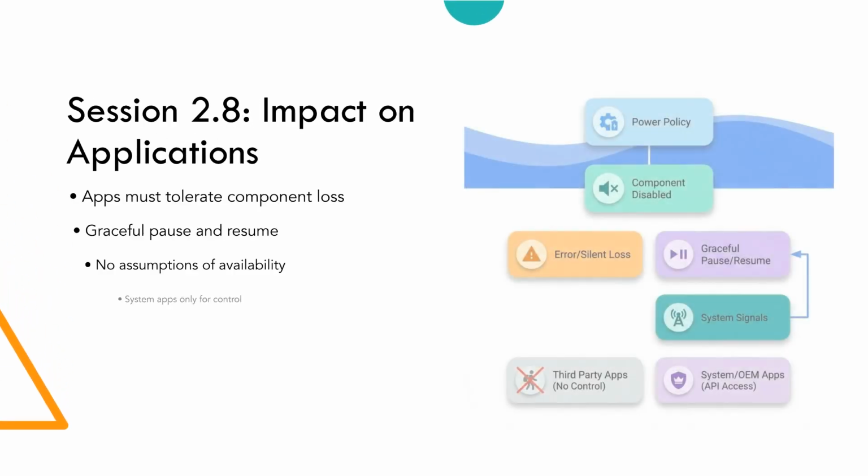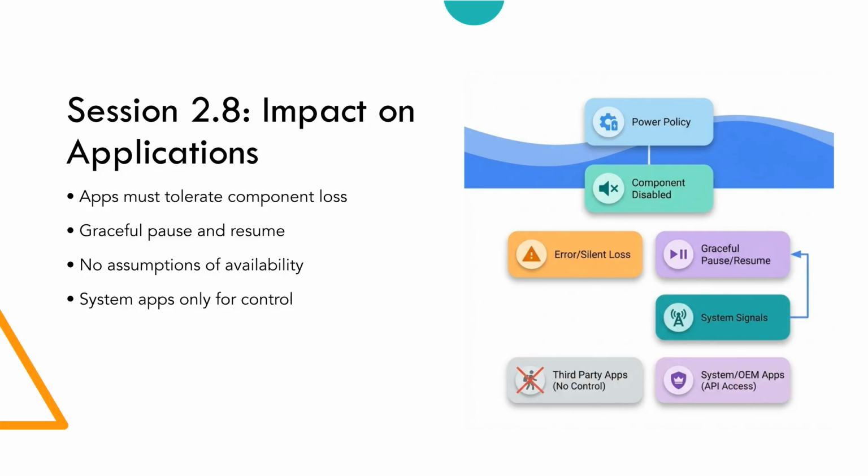Power policy directly affects application behavior. When a component is disabled, applications attempting to use it may receive errors or lose access silently. Applications must not assume constant availability of audio, display, or connectivity. Well-designed automotive apps rely on system signals and gracefully pause or resume functionality.